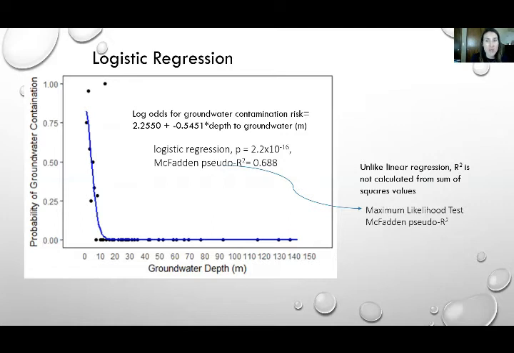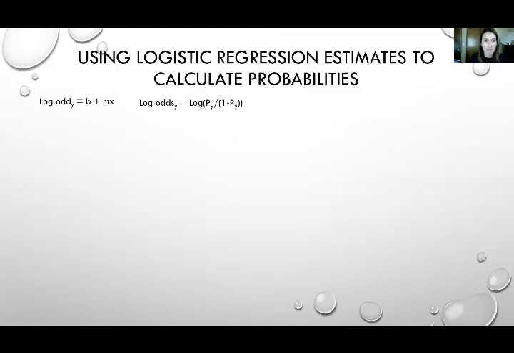I'm not going to go into detail about that, but I would like you to think of it just the same as an R-squared. So this is showing you that this logistic regression line is able to adequately predict about 69% of the variability in the data. That's essentially what it means.